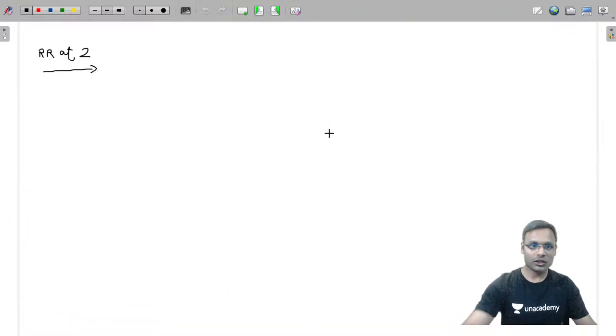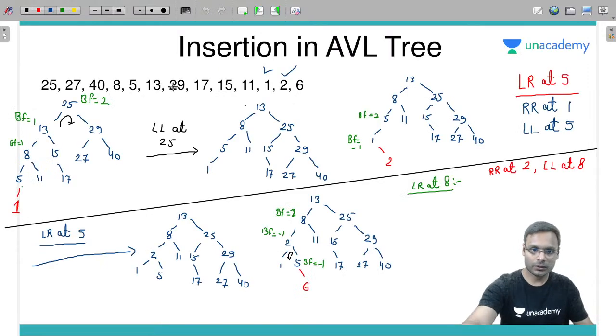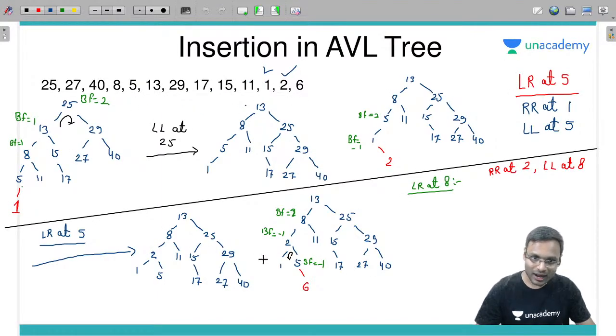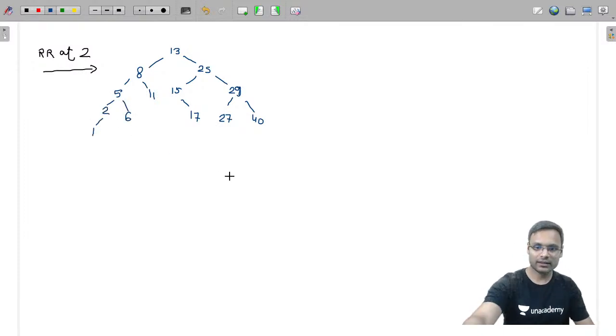Okay, so let's draw the tree. 13, 25, 15, 17, 29, 27, 40, left 8, 11. Here I'll have to apply RR, means 5 will go up. Left is 2, left is 1, right of 5 as it is 6. Done. Fine. Now next is LL at 8.